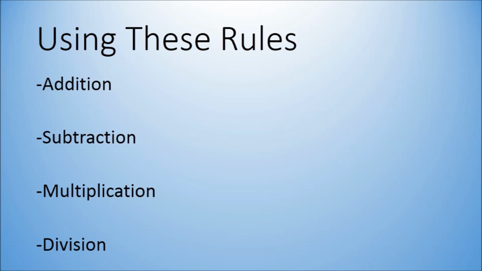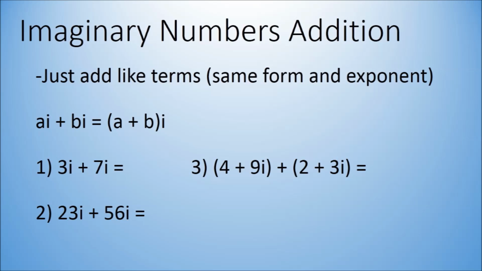Now, besides simple negative square roots, you can also use these rules to help you with the addition, subtraction, multiplication, and division of imaginary numbers. Addition is pretty simple. You would use the same type of rules you would if you were adding variables together like x or y. So basically, you just add like terms, and like terms just have the same form, whether it's a number or a number with i on it. So if numbers are imaginary, they have to have the same exponent. And in these cases, all the ones you'll be adding will be to the first power.